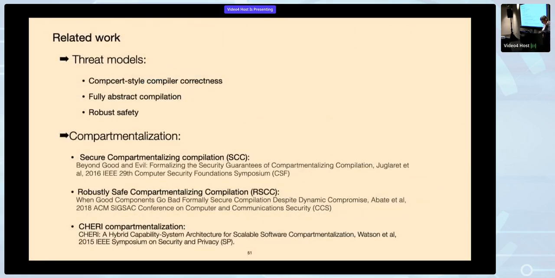Okay, so there are several related works. I will first talk about the threat models. The threat model that we use is very similar to the CompCert style compiler correctness, meaning that if you assume that at the source level you have some property, then you can bring it down to the compiler level. But there are stronger threat models like fully abstract compilation and robust safety. They deal with a low-level attack and adversarial environment at the target level, and we don't address these two. There are also several works on compartmentalization, both on software compartmentalization and on hardware with CHERI.